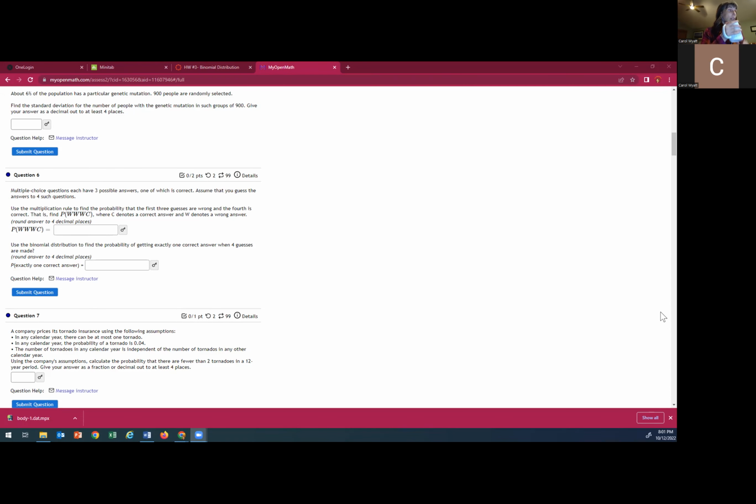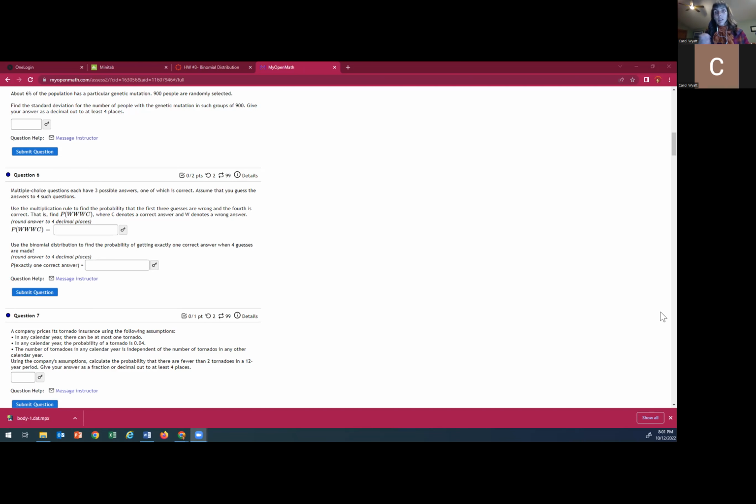So they want us to find this. And then it said exactly one correct answer. I'm going to do this a couple different ways. I'm going to do this using the probability multiplication rule, and then I'm also going to use the binomial formula using the binomial distribution, because we have 2 possible answers.